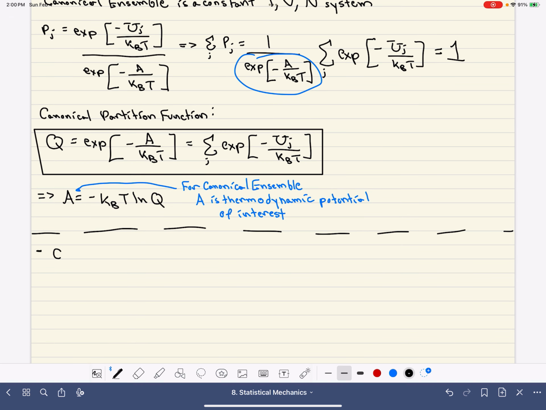Now the reason we went through all this trouble with the canonical ensemble is that it plays a central role in statistical mechanics, specifically the partition function. So the canonical partition function plays a central role in StatMech. Okay?